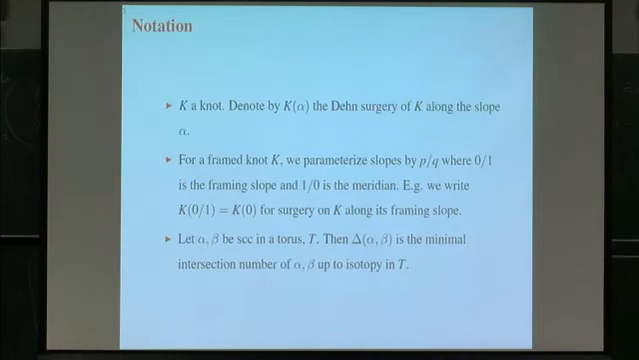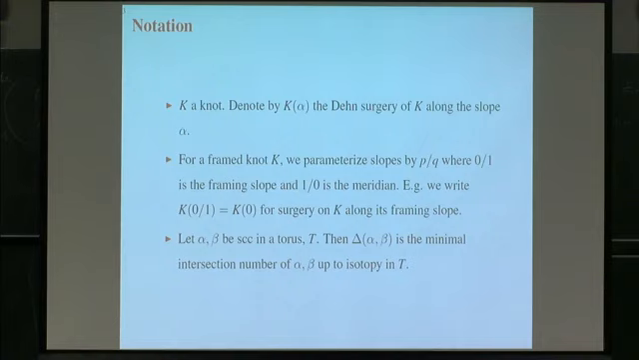So let me just go over some notation, because it's different than what's been used previously. I'm going to denote a Dehn surgery by K(α). That means the Dehn surgery on the knot K along the slope α. Remember that Dehn surgery is removing a neighborhood of a knot from a 3-manifold, and then gluing the solid torus back in so that the meridian is some slope on the boundary of the knot exterior. α is that slope. So the Dehn surgery is defined by the slope along which you attach the meridian.